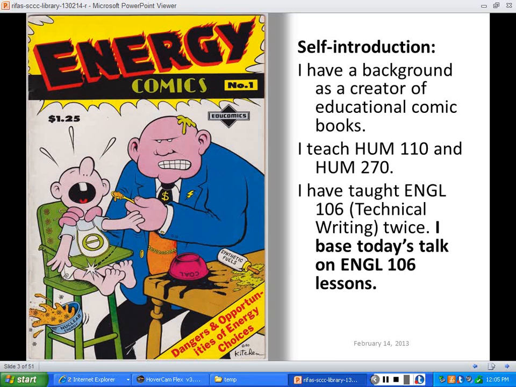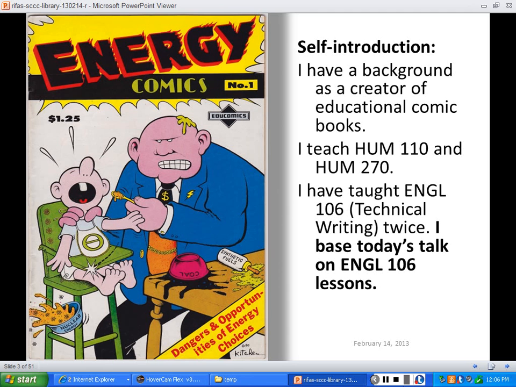This is another comic book which I published in 1980, Energy Comics, Dangers and Opportunities of Energy Choices. And in the introduction to that comic, I said that we may yet pay a great price if burning fossil fuels changes world climate. So that was 33 years ago. And I've had time to become an expert in global climate change, but I have not done so.